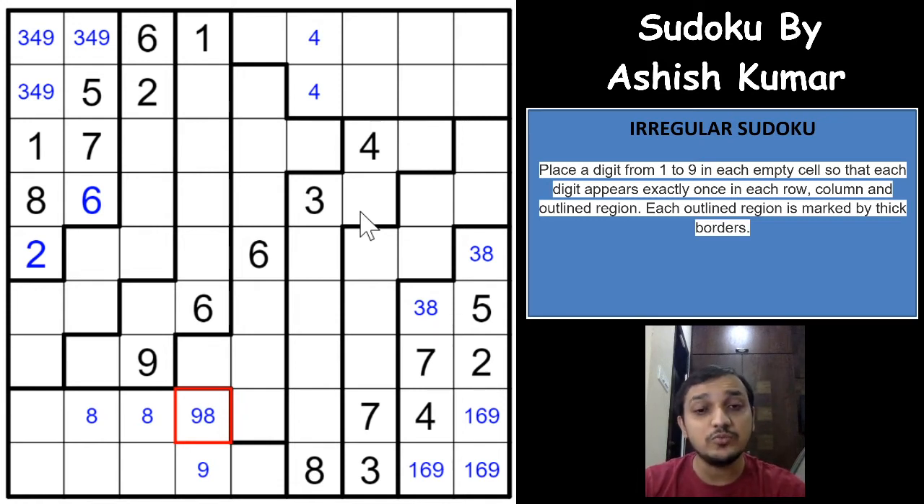This Sudoku has a very good logic actually, and without that logic this Sudoku becomes very tough. So we'll come to that logic when we get to that part. Before that, let us see if we get some in-out rules here.